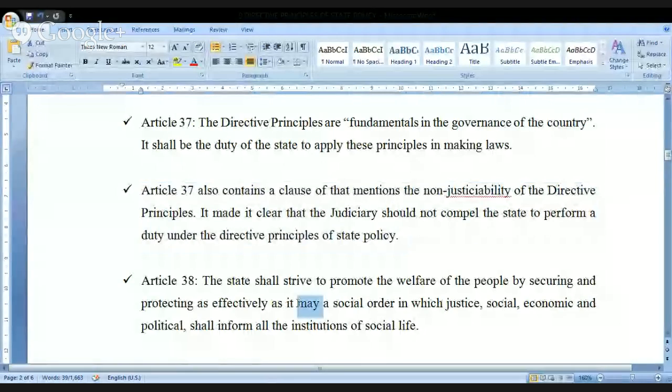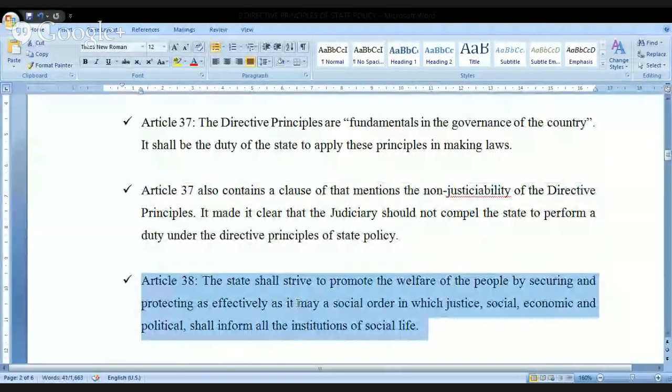Now, look at this. Article number 38 is considered to be a very, very important article with respect to the directive principles of the state policy. Look at this. The state shall strive to promote the welfare of the people by securing and protecting as effectively as it may a social order in which justice, social, economic, and political shall inform all the institutions of the social life. Very, very, very important.